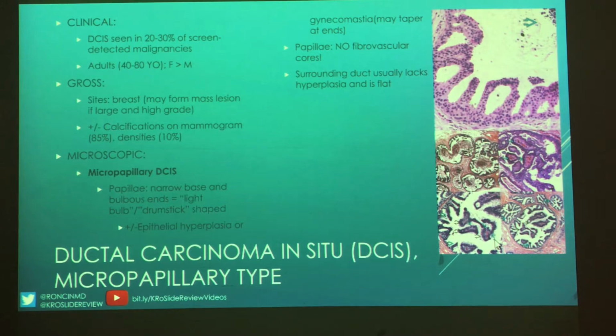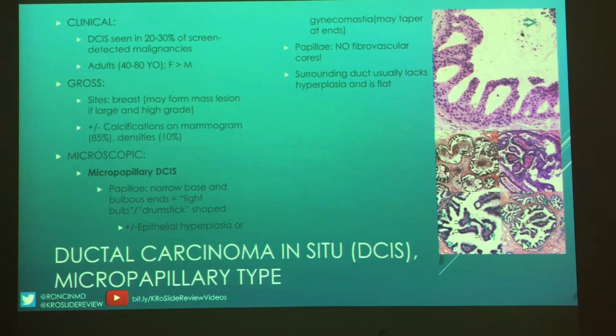It's like a pseudo-papillary, but you know, I used to go with drumstick or mushroom, keeping in sync with pathology's obsession with food. Yeah, eggplant-ish, I don't know.